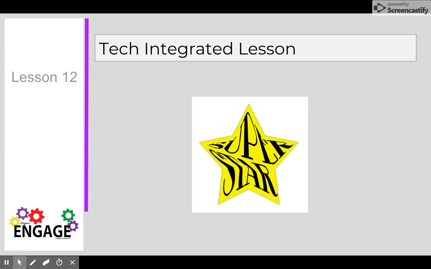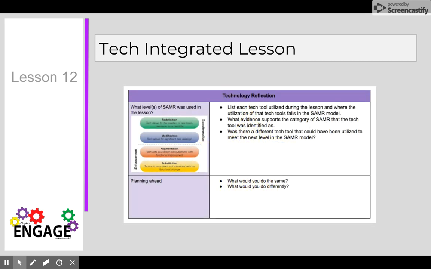Please keep in mind that anytime you try a new tech tool, it may not go smoothly the first couple of times, but persistence and reflection will help make you a tech superstar. To help you in the process, we have created a tech reflection section. This may be a section you want to share and work on with your tech coach.